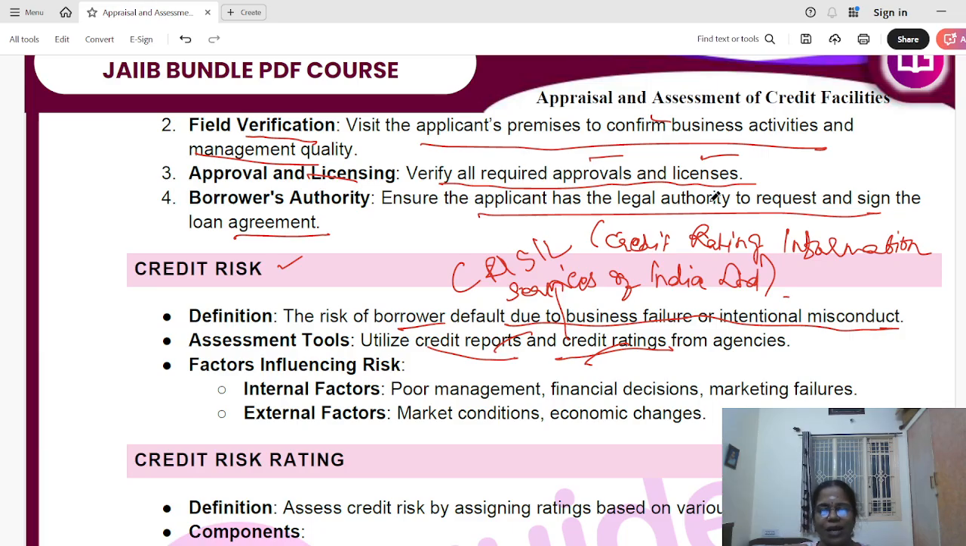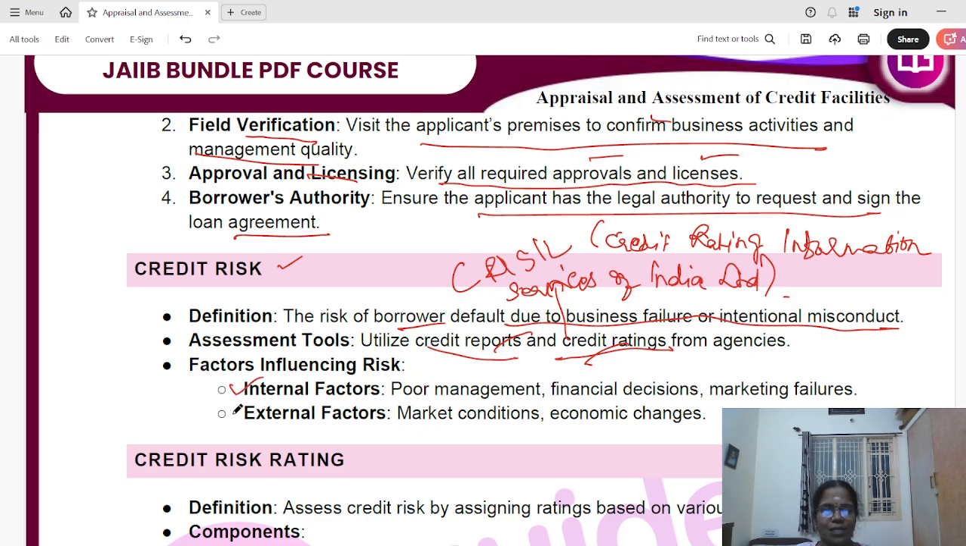Now, if the customer has already taken a loan and repaid it properly, their credit rating goes up. When the credit rating is higher, such a borrower is a prompt borrower. If the credit rating is lower, such a borrower is not a prompt borrower. So that is the assessment tool they can use.